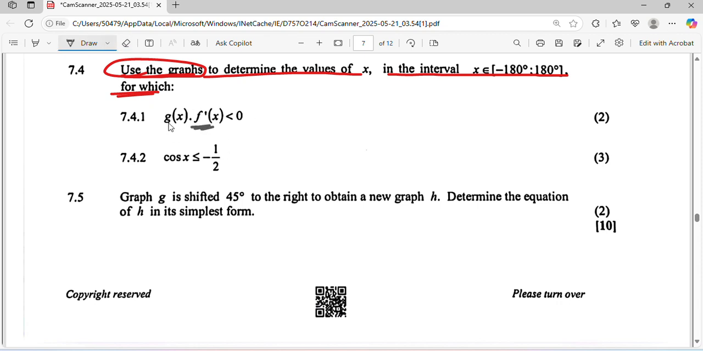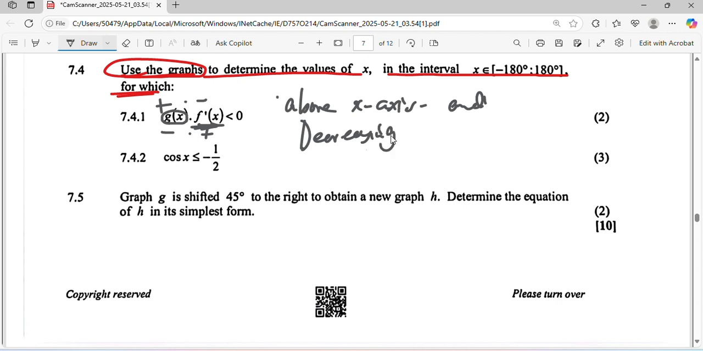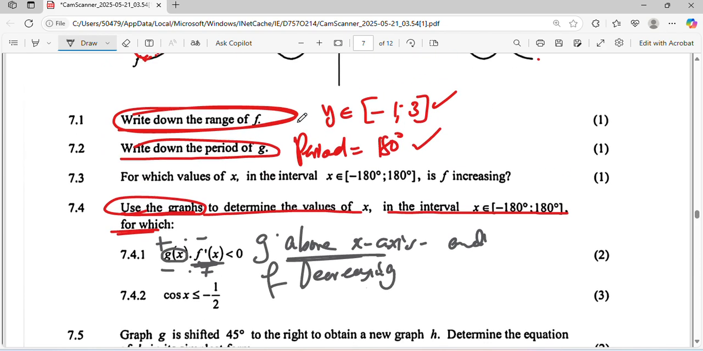So for us to multiply two quantities in mathematics and get a product that is less than 0, it means we must have a positive times a negative, or a negative times a positive. That's what we have, which means we are looking for where g of x is positive. And where is g positive? Above the x-axis. And at the same time, the derivative is less than 0, which means the function is decreasing. So we're looking for where g is above the x-axis and f is decreasing at the same time.